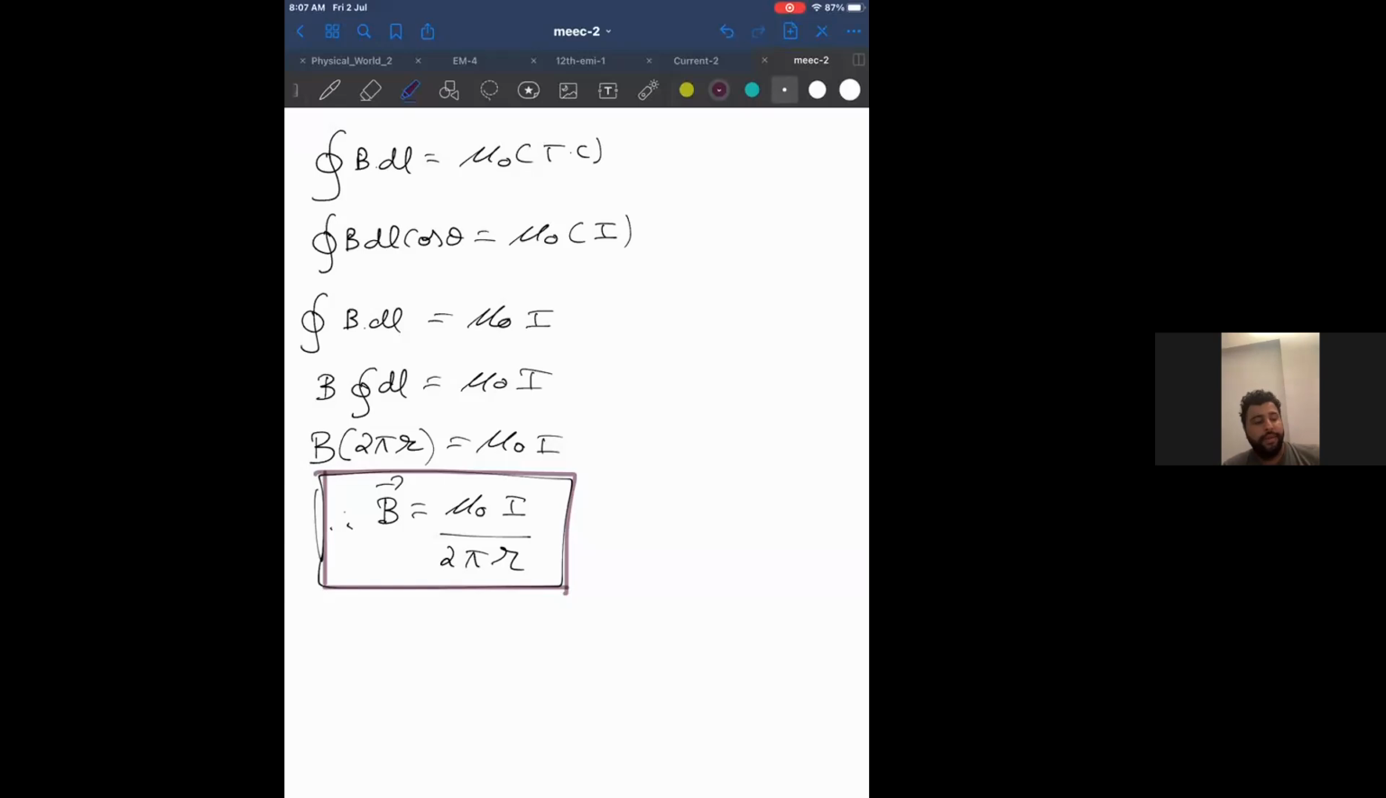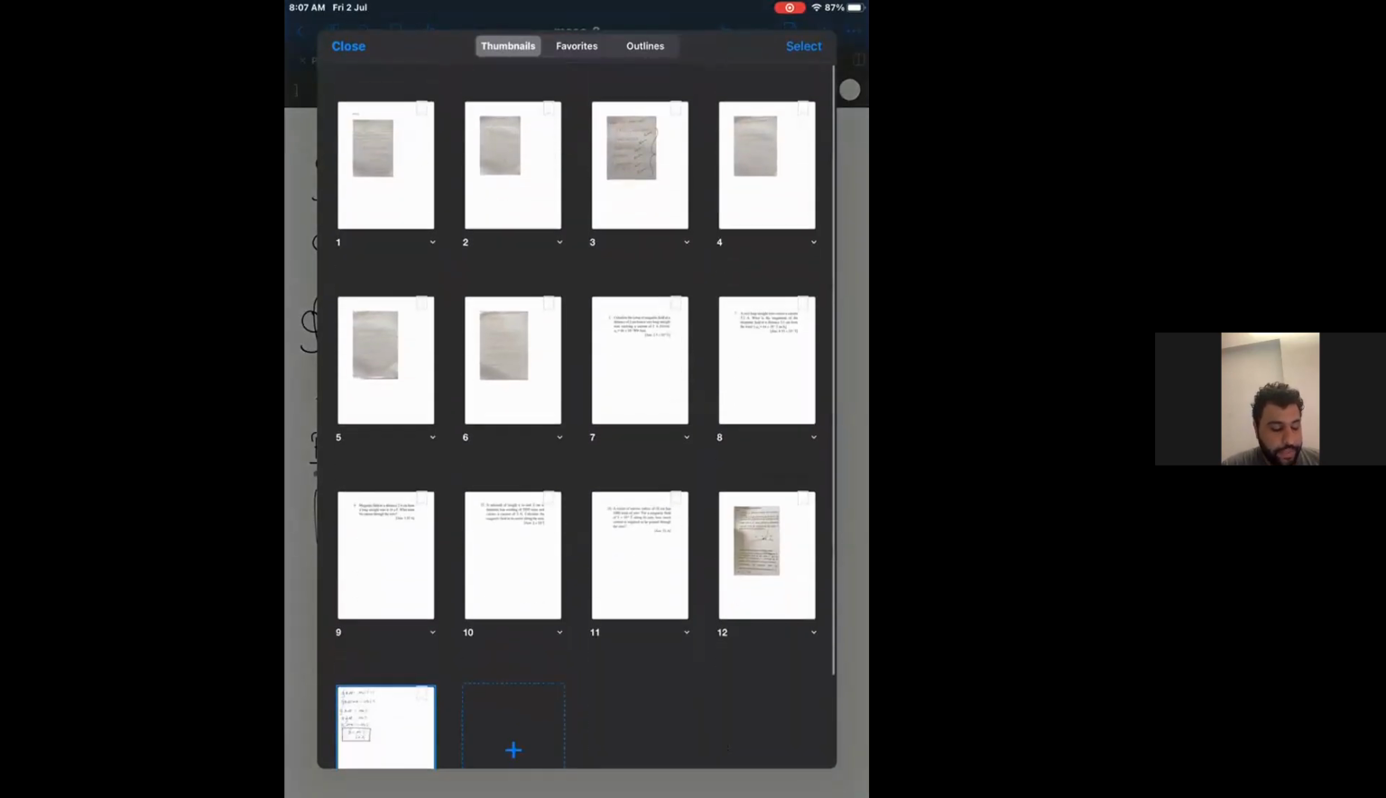Now, we have done this formula, B is equal to mu naught I by 2 pi r. Using this formula, let us do 1 or 2 problems. Let me see if the problems are there. I will show it to you. I think you should know the value of mu naught. If you know that, then I think we are good to go. Let me check if I have any problem based on that.